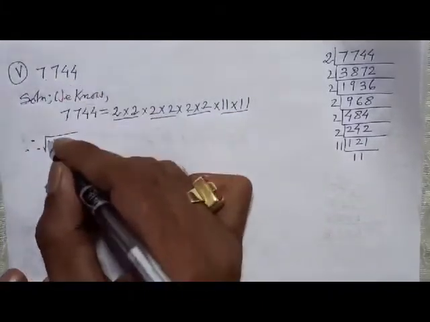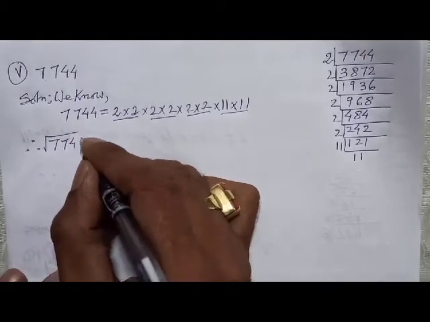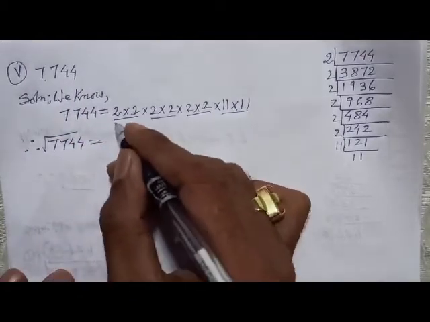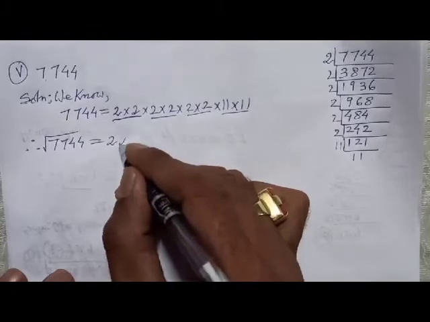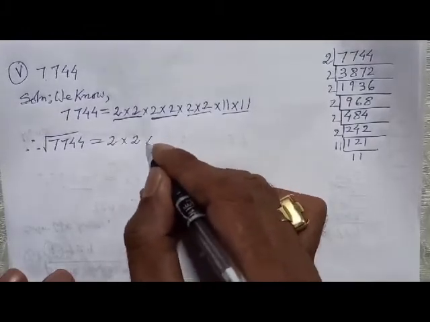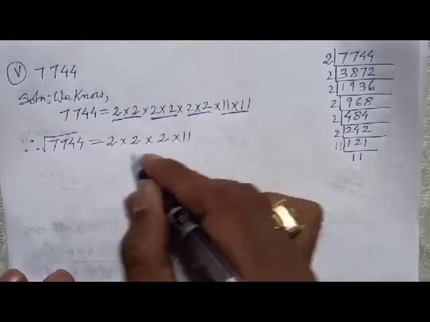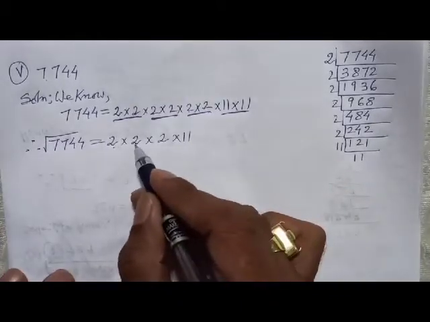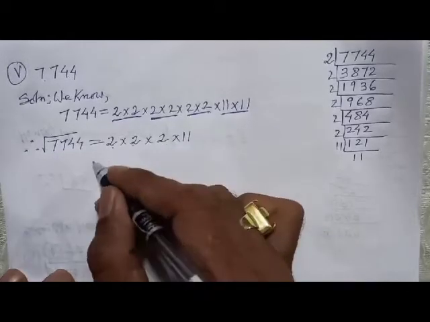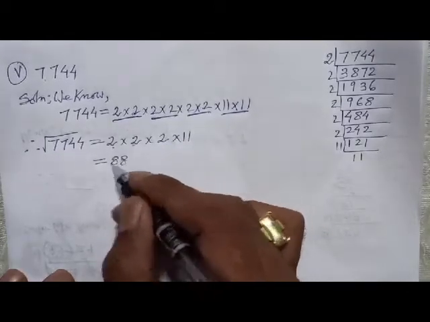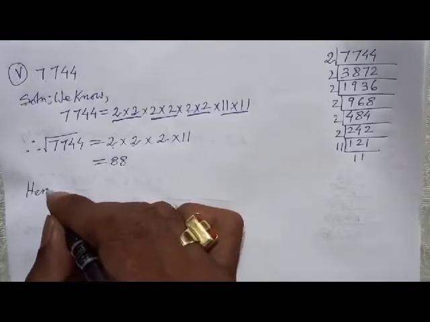Therefore, the square root of this number 7744. If we take the square root, from this 2 pair, one 2. From this 2 pair, another 2. From this 2 pair, another 2. From this 11 pair, one 11. Now let us multiply this. 2 twos are 4, 4 twos are 8, 8 into 11 is 88. 88 is the answer.